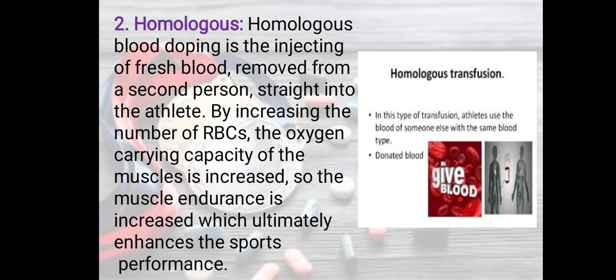The second type of blood doping is homologous. Homologous means same. Homologous blood doping is the injecting of fresh blood removed from a second person. Fresh blood means blood is taken from one person and straight away given to the athlete. By increasing the number of RBCs, the oxygen carrying capacity of the muscles is increased.